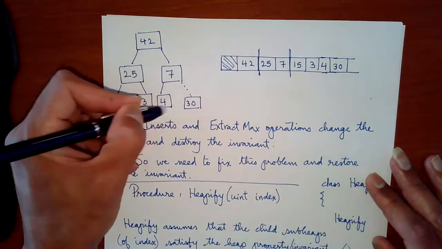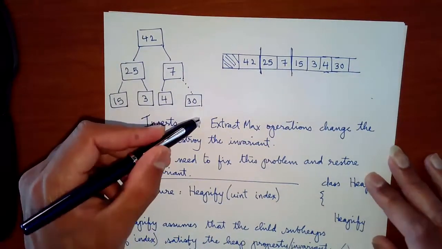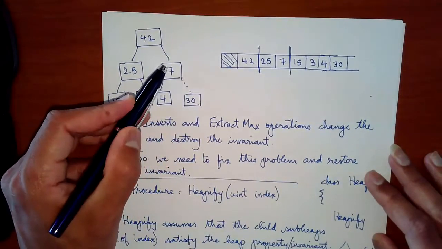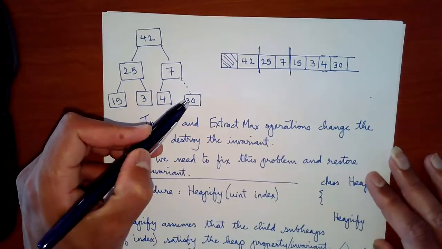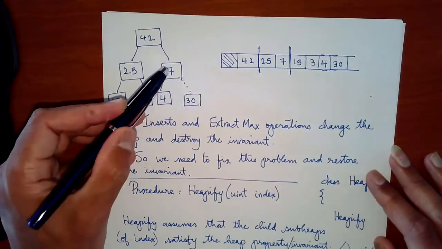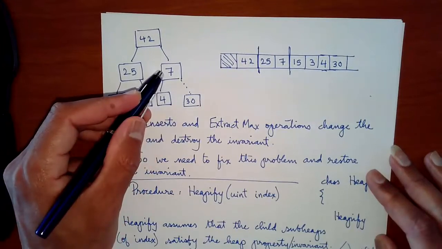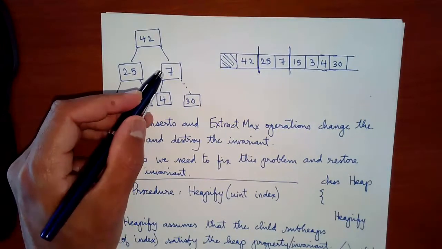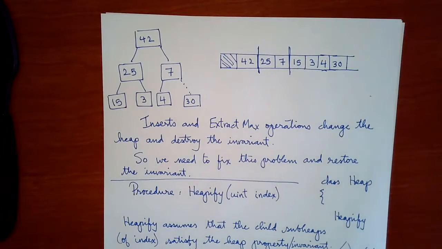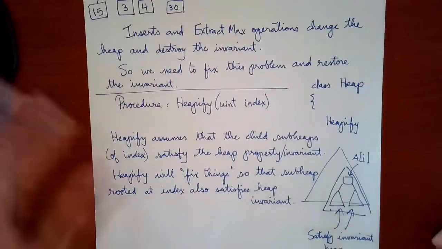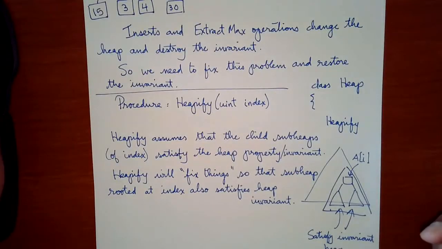But this structure here, the 7, 4, and 30, is not a heap. And it's not a heap because 7, the parent, does not dominate the child 30. So you would swap. If you swap the 30 and the 7, well, then you end up with a heap. And that's exactly what Heapify is going to do. It's going to swap parents with children. Okay.